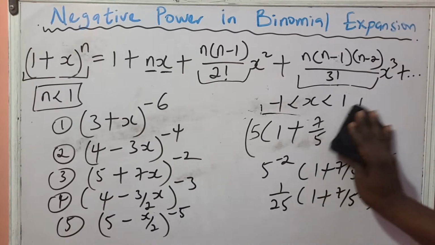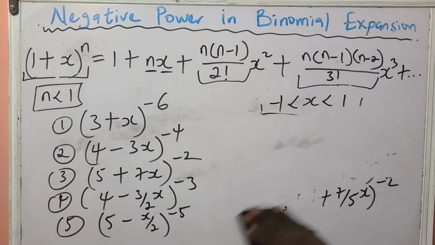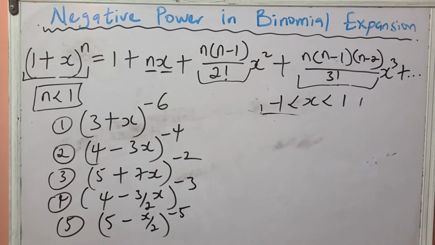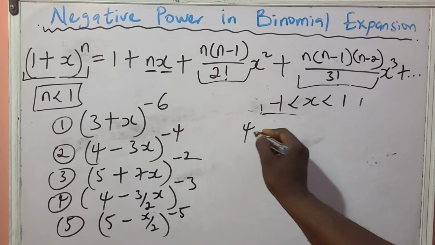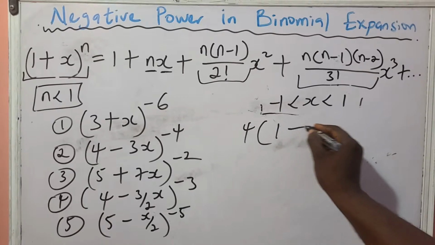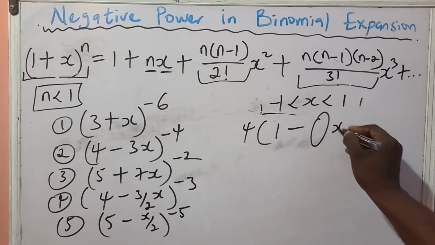So let's try and solve the next question. The concept, as I told you already, is that you have to bring out the first value. So without compromise, let's bring out the first value. The first value will obviously be 4. That will be 4, 1 minus what times x.